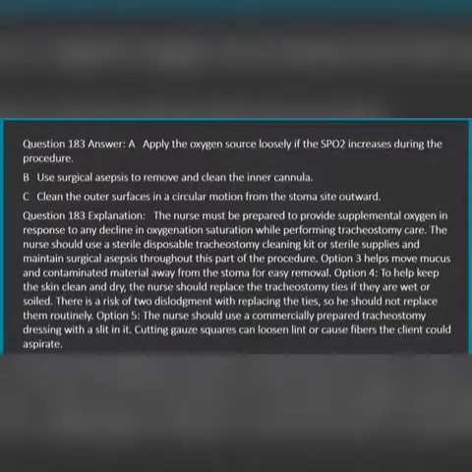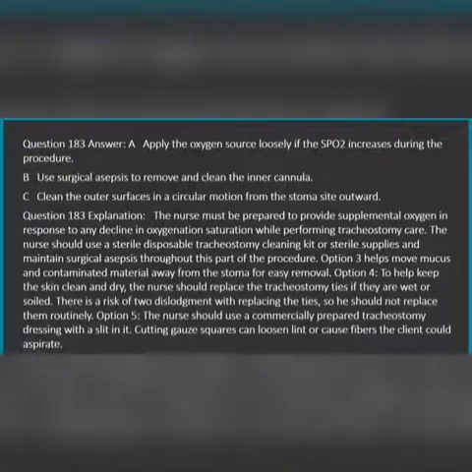Question 183. Answer. A. Apply the oxygen source loosely if the SpO2 increases during the procedure. B. Use surgical asepsis to remove and clean the inner cannula. C. Clean the outer surfaces in a circular motion from the stoma side outward.